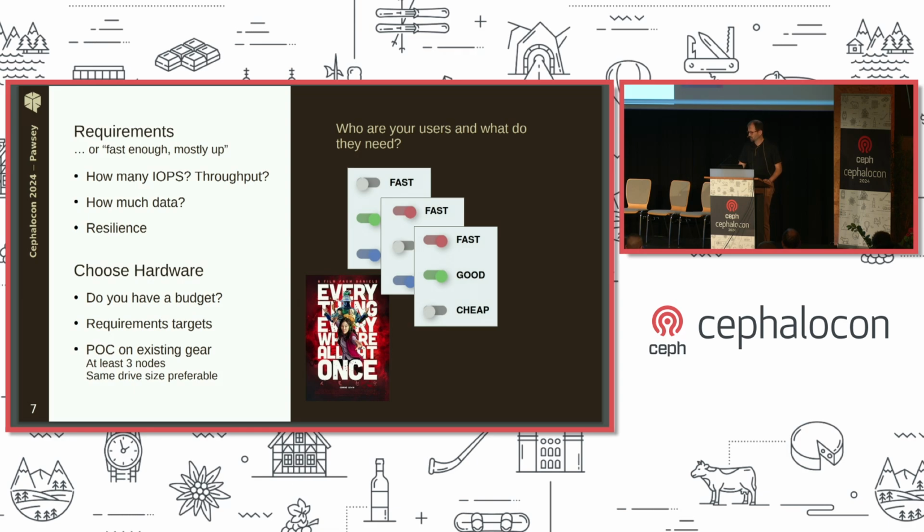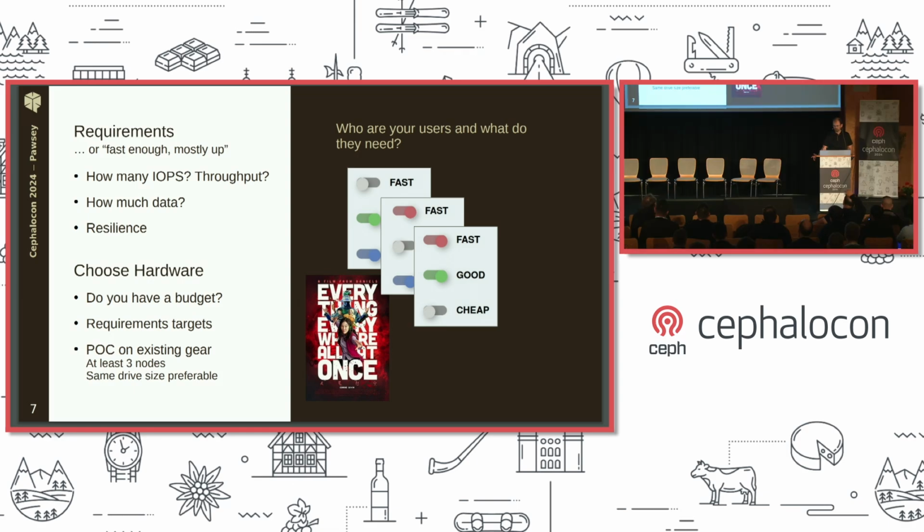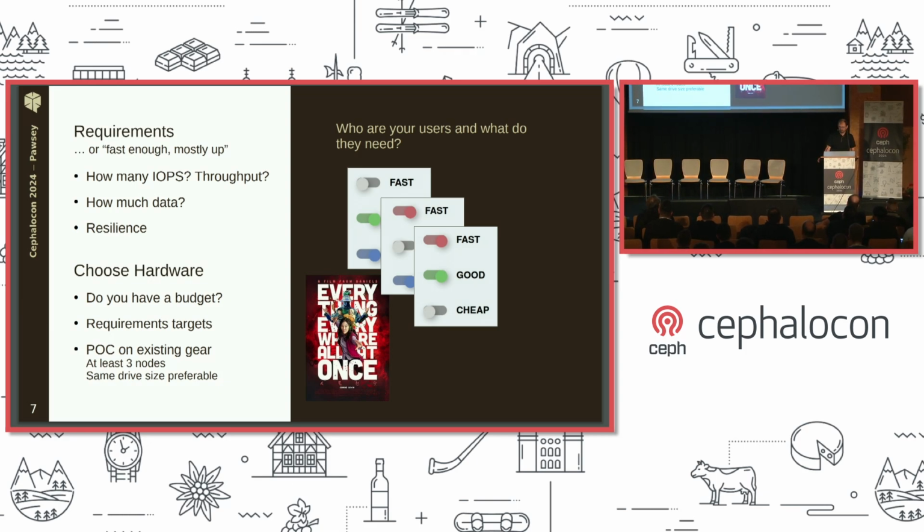As I'm sure it says on the glossy brochure, Ceph's resilience is legendary. It can also provide very high throughput and lots of IOPS. And it can also be very cost effective, but it can't be everything everywhere all at once. So, do you have a budget? Are you experimenting with existing equipment? This is a very good idea to get a sense of what you're working with, but you need to have enough to get a decent proof of concept.